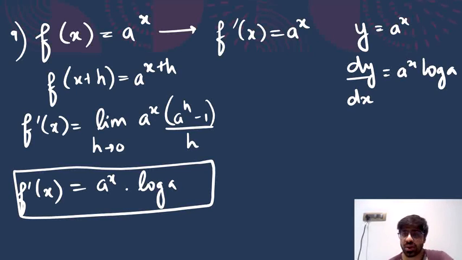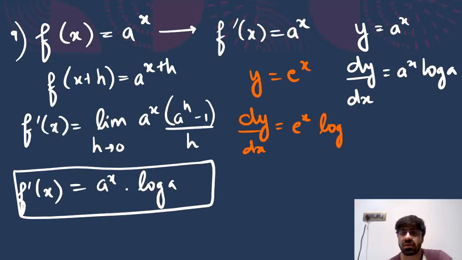Here there is a result that you should know: instead of a power x, if I give you e power x, if I say y is equal to e power x. Let me write that with a different color so that there is no confusion about what is the question and what is the special case. So if I give you y as e power x, then dy by dx will be e power x into log of e. So log of e will be equal to 1.